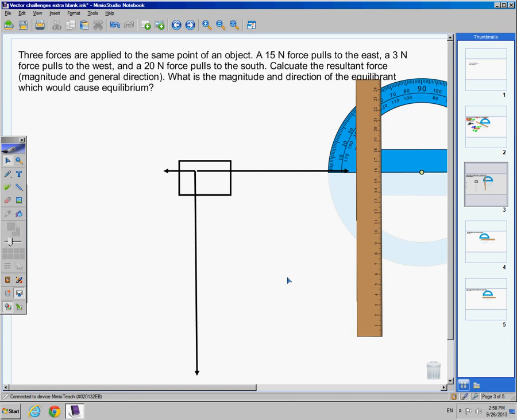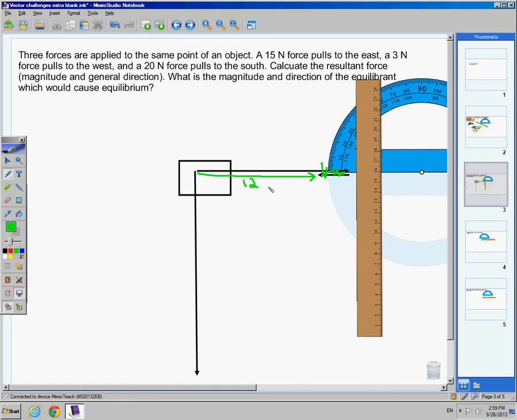I have a 15 Newton going to the east, 3 Newton going to the west, 20 going south. I want to know what the resultant is. Well, first, I'm going to look at all these here and say to myself, well, this 3, if I bring it over here, is going to cancel out part of this right here. All of this will disappear because they're going to subtract each other, which would give me a measurement of 12. And that's critical to understand.